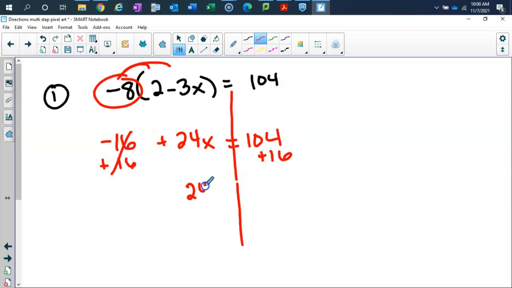Now, we can solve by adding 16 to both sides. And we'll have 24x equals 120. Divide both sides by 24. And we end up with x is 5. So this work should be written on your paper.